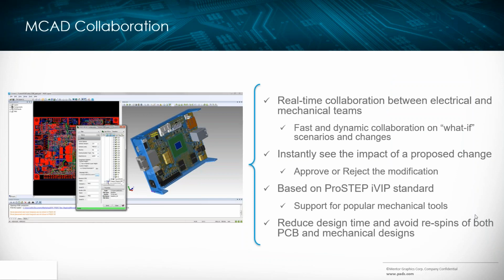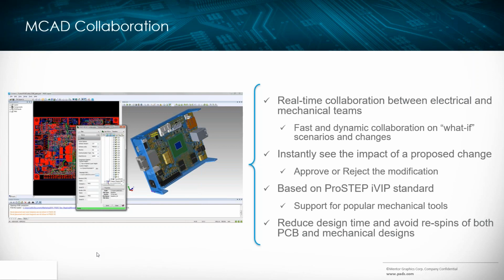Okay, so what is the MCAD Collaborator? On the left-hand side, you'll see a screenshot. That's actually within PADS Layout. So that is PADS Layout, 2D layout on the left-hand side, of course. And then we have a 3D view that is basically the same 3D view through PADS, PADS Professional, as well as Xpedition. So again, it's essentially all of the same feature sets that we'll be talking about today in all of those tools. And then in the middle of that screen, that's the MCAD Collaborator dialog box. This allows us to have, again, that real-time collaboration between the electrical and mechanical teams.